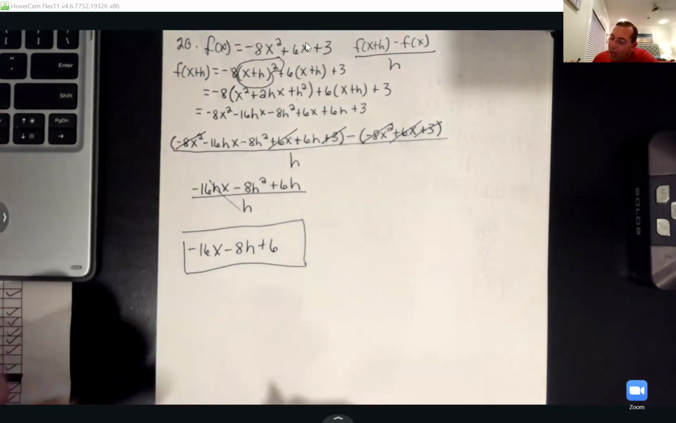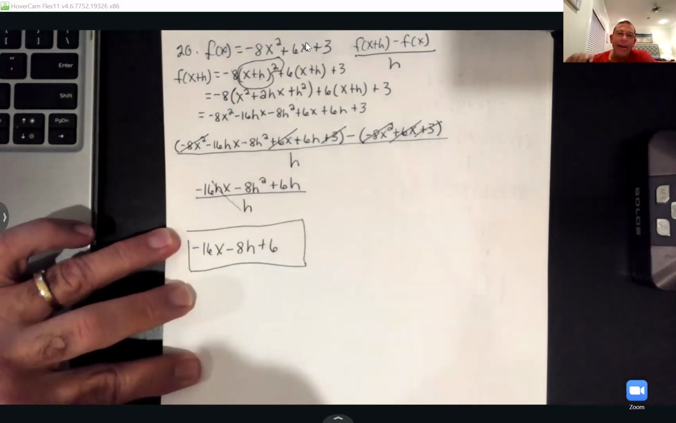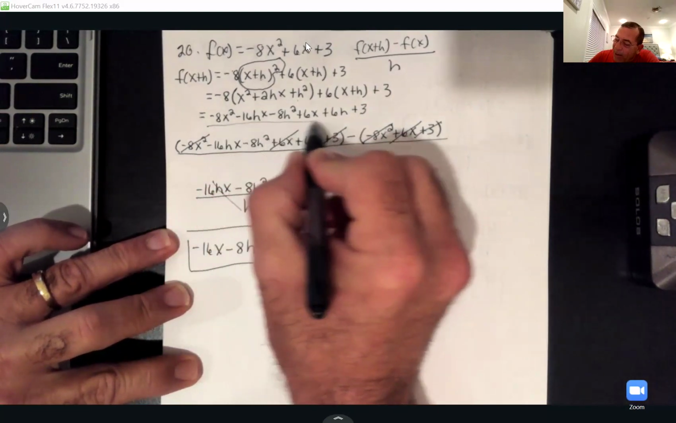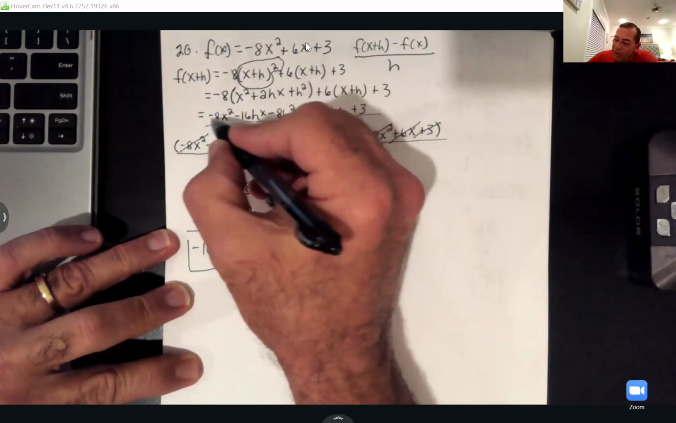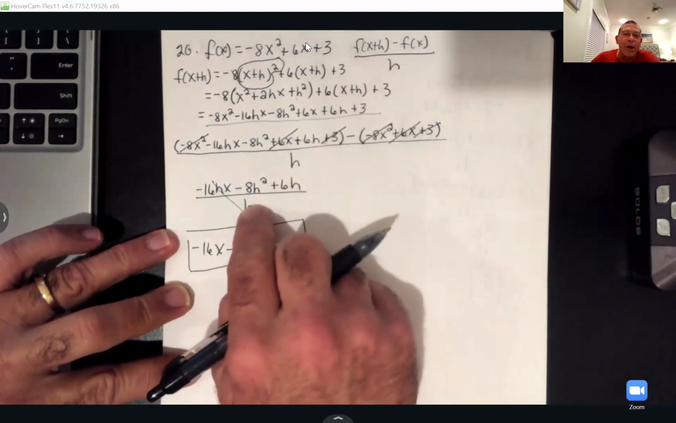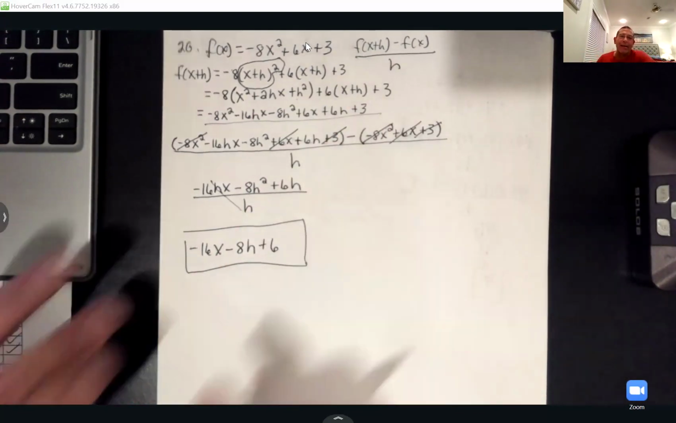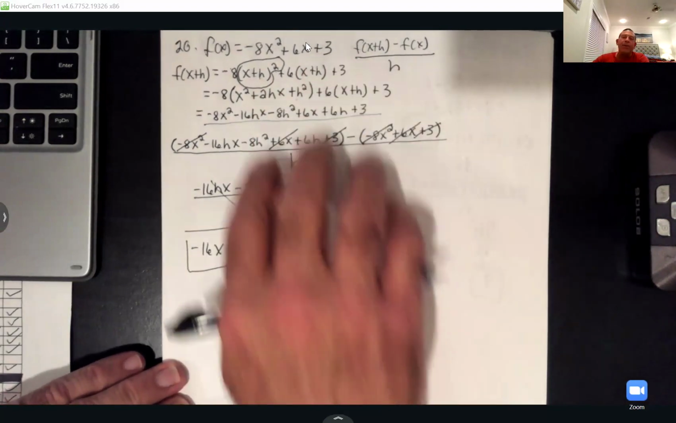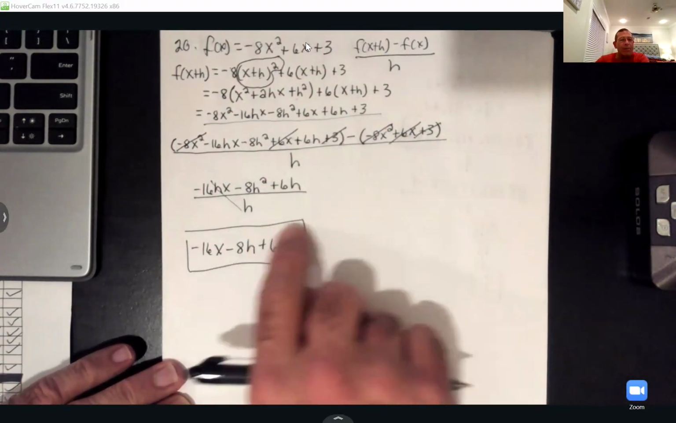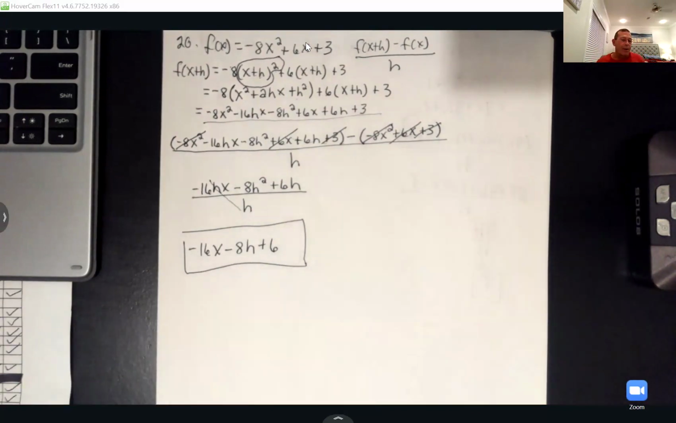Now, y'all, did you notice? If you really notice, when you got to this point right here, all you had to do was get rid of the stuff that didn't have an h in it, put it over h, and then simplify, okay? You'll find shortcuts to where you don't have to sit and write that stuff as much. But y'all, not bad.